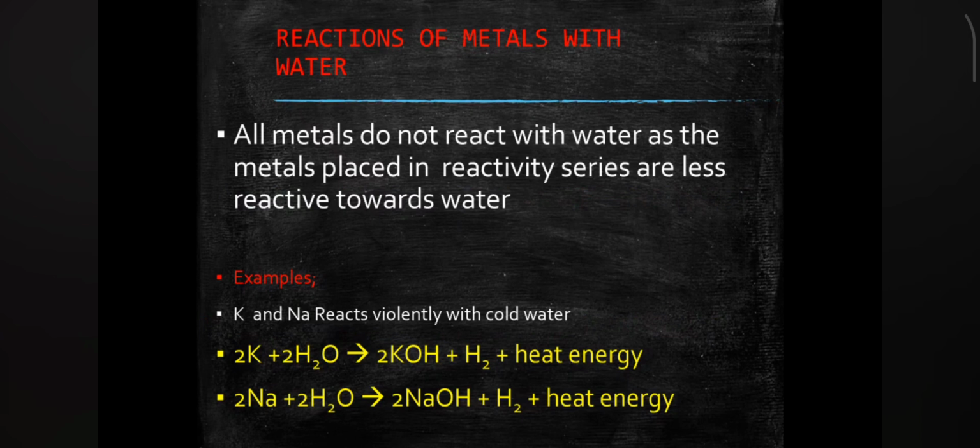Metals like potassium and sodium react violently with cold water. In the case of sodium and potassium, the reaction is very violent and exothermic. Potassium, when it reacts with cold water, gives potassium hydroxide, KOH, and hydrogen gas with heat. Similarly, when sodium reacts with water, it gives sodium hydroxide, hydrogen gas and heat.